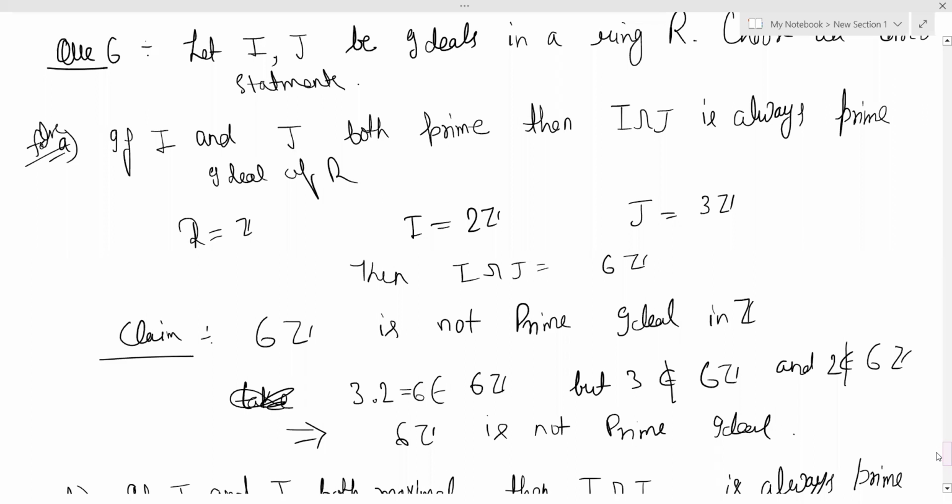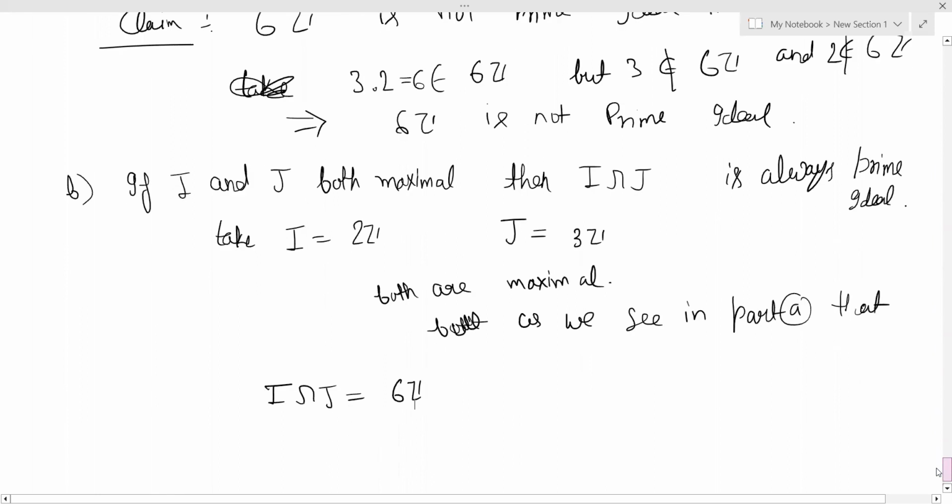But I intersection J is basically the ideal 6Z, because 2Z has elements 0, 2, 4, 6, and 3Z has 3, 6, so multiples of 6 occur in common, right? So I intersection J is 6Z. But we proved that 6Z is not a prime ideal. So I intersection J is not a prime ideal.